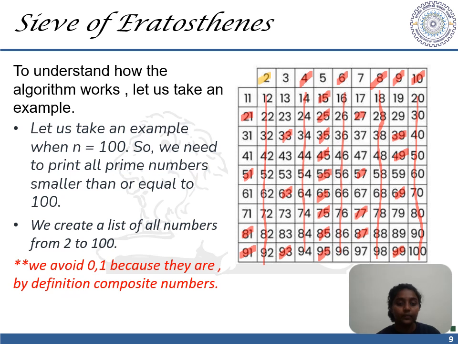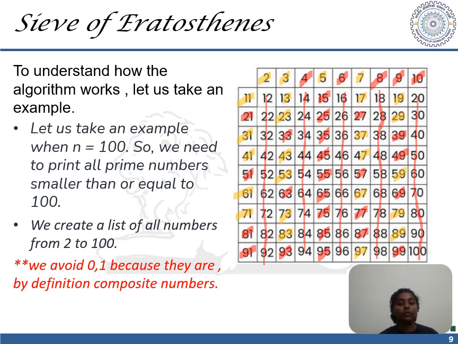So 2, 3, 5, 7, 11, 13, 17, 19, 23, 29, 31, 37, 41, 43, 47, 53, 59, 61, 67, 71, 73, 79, 83, 89, 97.